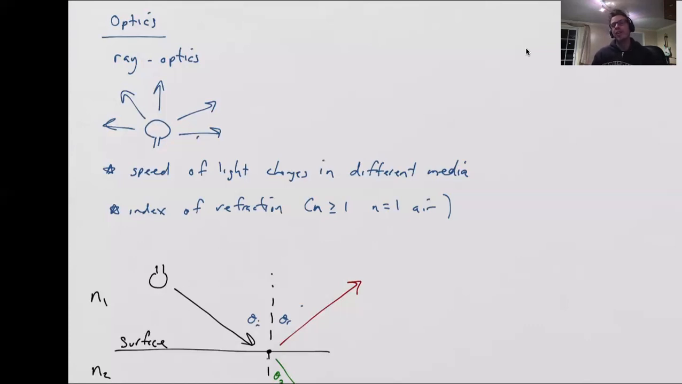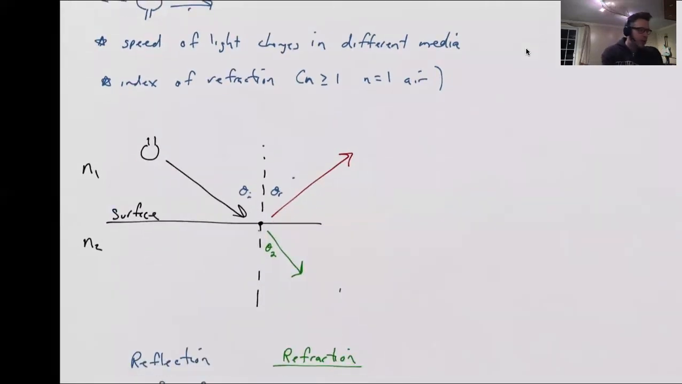Typically speaking, all the other indices of refraction that we're going to have will be greater than 1, meaning that light is going to move slower in something that is not air.